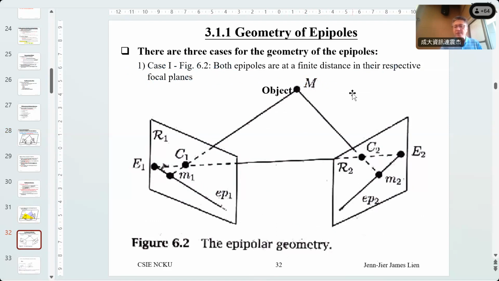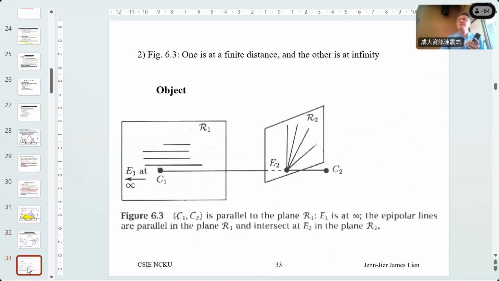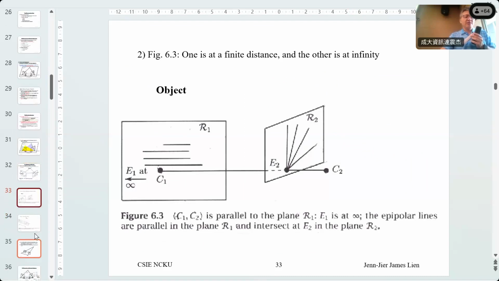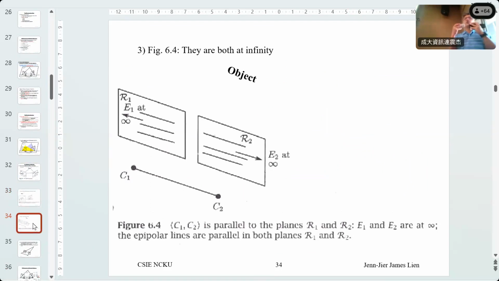So what's the geometry of the epipole? That means if you have two cameras, what kind of situation will happen? The first situation is that you want to see an object there, and these two cameras are not parallel, so they have an angle. There are 3 kinds of stereo setup, 3 kinds of camera setup for stereo. The best one is the third kind, where the two cameras are parallel to each other. That's the best situation. I will explain to you soon.